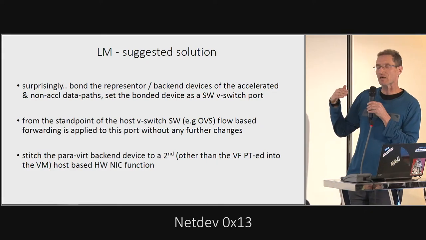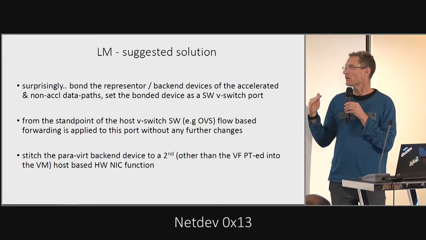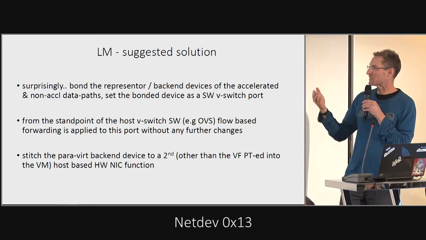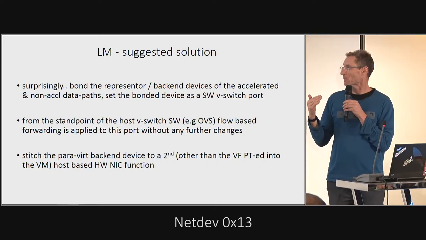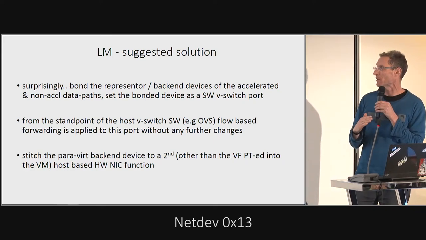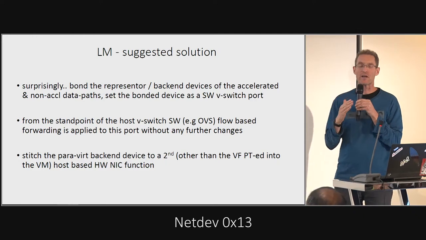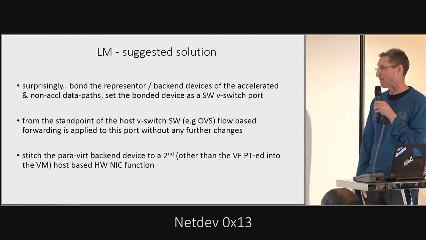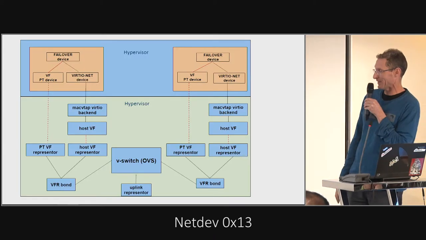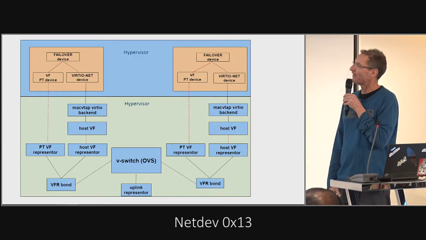And to address the second requirement of the SmartNIC and so on, we further made it complex. We decided to use a second hardware function other than the virtual function, which is passed through to the VM, and stitch it, to connect it to the paravirtual backend, okay?